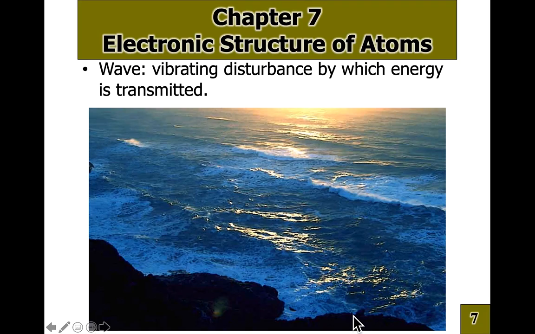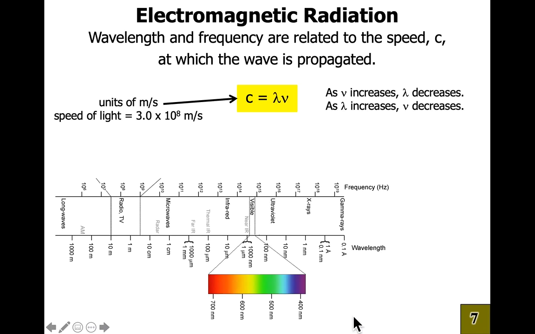Okay, now we'll talk about the electronic structure of atoms, and we first will talk about this equation that we use that interconverts the wavelength and the frequency of light. So in units of meters per second, the speed of light is roughly 3.0 times 10 to the 8th meters per second. And we define this constant as c. And then with that as a constant, when we're given either the wavelength or the frequency, we can use this equation to solve for the other.